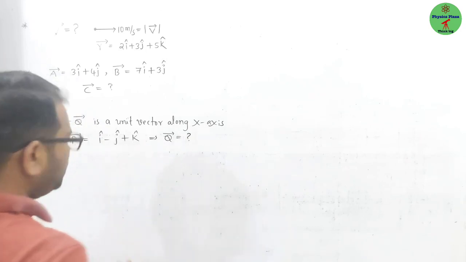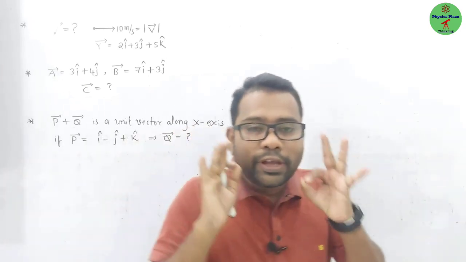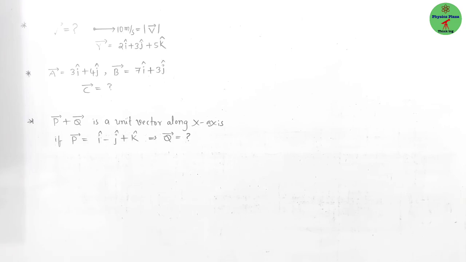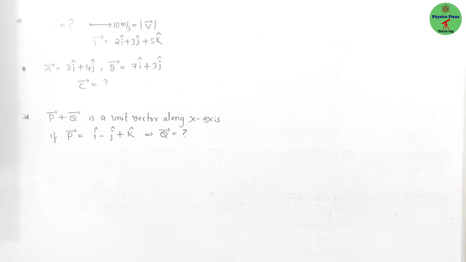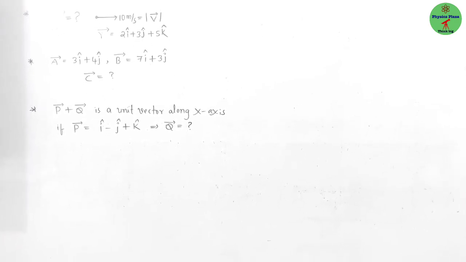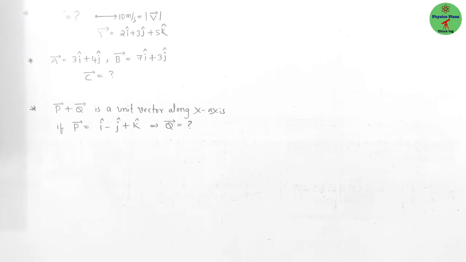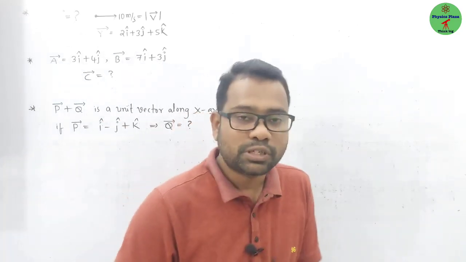Q is equal to how much? Children, these 3 numericals are very, very important from the examination point of view. Are you able to see? So let me just adjust. I think you are able to see, right? Yes, fine. Okay, so these 3 are very, very important from the examination point of view.